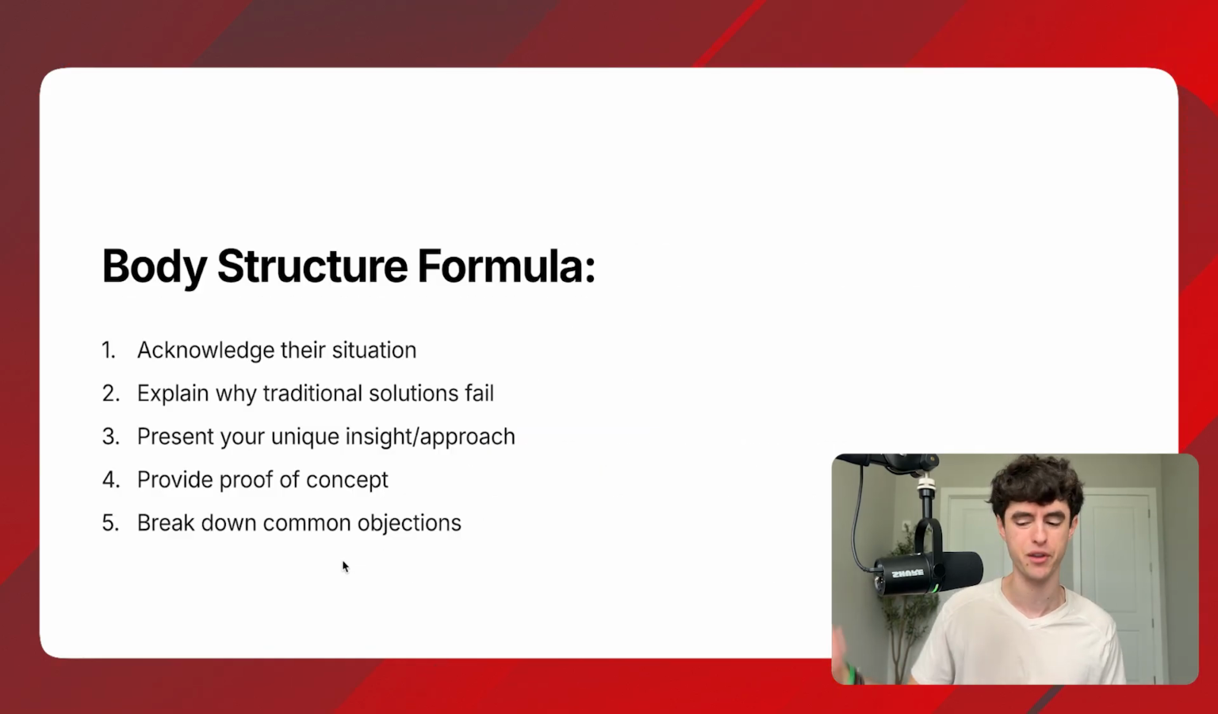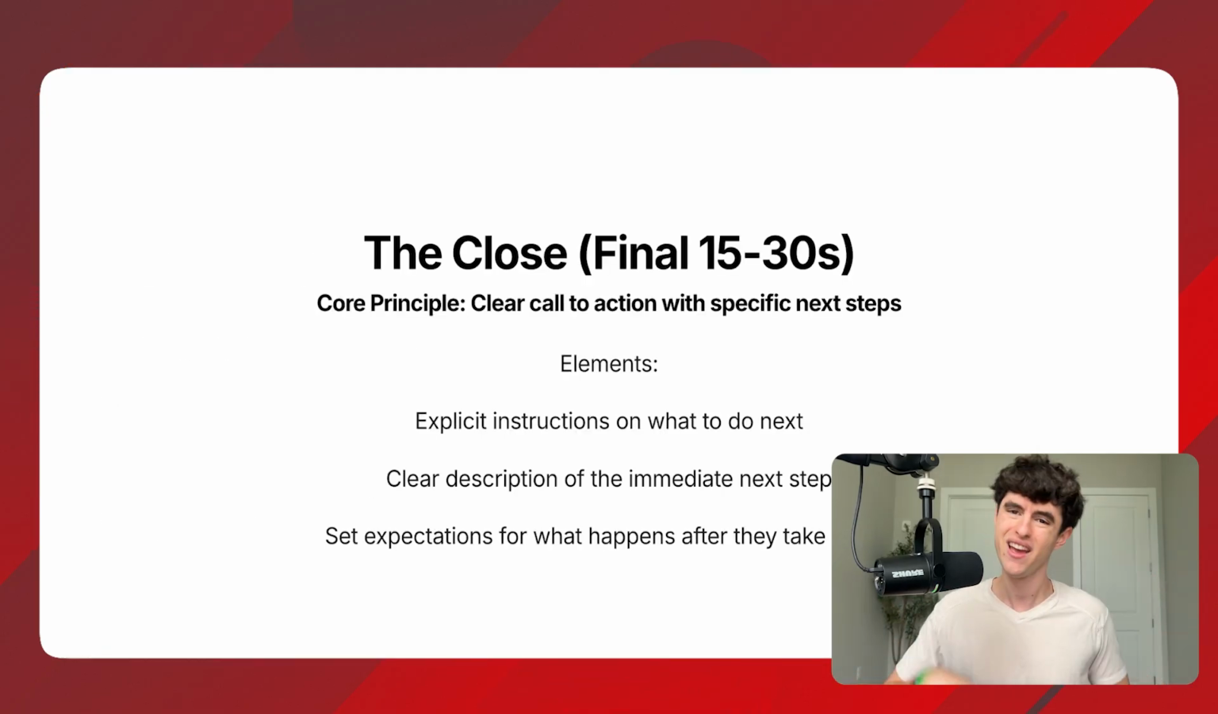Pretty self-explanatory. So the body structure formula you can use is something along the lines of: acknowledge the situation, explain why traditional solutions fail, present your unique insight and approach, provide the proof of the concept, and then break down common objections. And finally, for the close, which is the last 15 to 30 seconds, the core principle here is to have a clear call to action with specific next steps. So it's much more simple than it sounds.